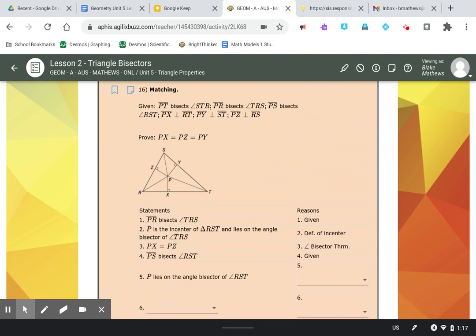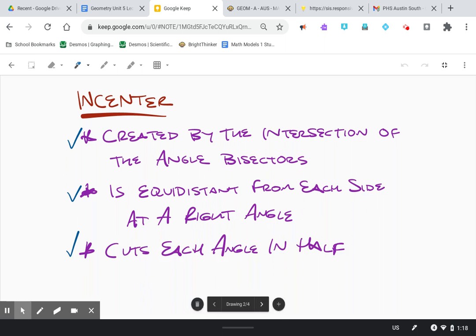All right. It says PT bisects STR, PR bisects TRS, and PS bisects RST. So right now, this tells me that this is the incenter, and then it's going to be part of our proof. Then we have the perpendicular line segments here, here, and here. All right. So in here it says the given is that PR bisects TRS. That therefore P is the incenter of RST. That's the definition of incenter. It's right here. Then PX equals PZ. So that's because those are the distances from the center. And if you remember, in an incenter, the incenter is equidistant from each side. That's where that's coming from.